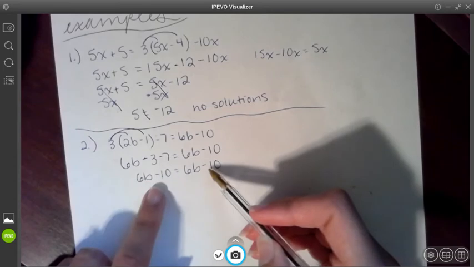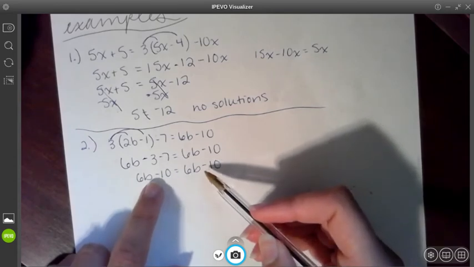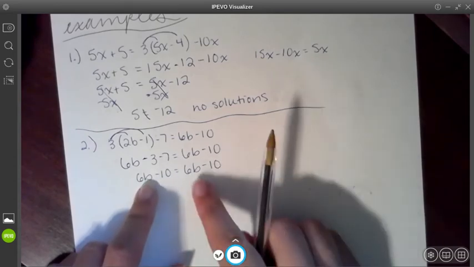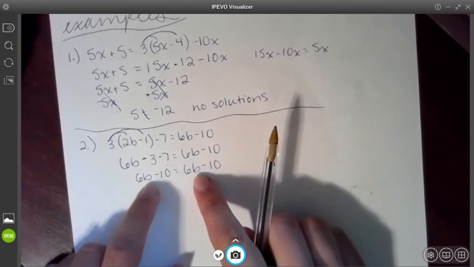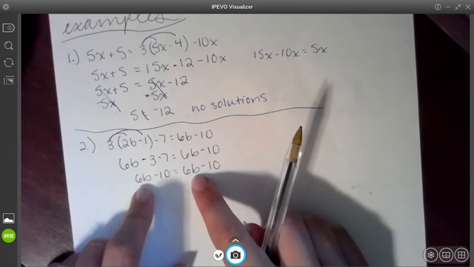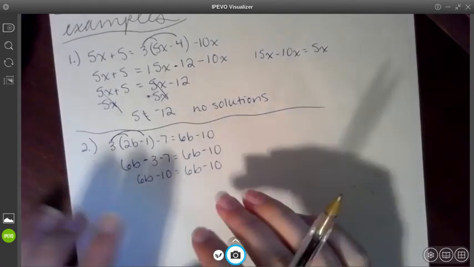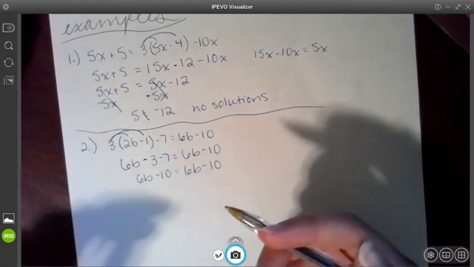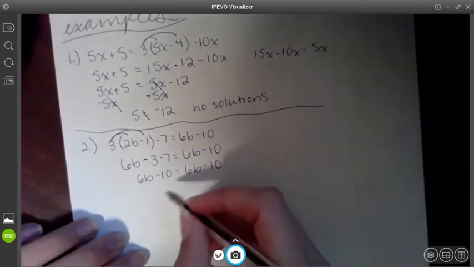All right, you might be looking at this going, we got the exact same thing on both sides. Okay, so you could stop here and be like, I could put anything in for b. I could put 2 in for b, and I'd have 6 times 2 minus 10, which will be equal. So you might stop here and be like, okay, I'm done. Any number will work. If you're not seeing that, let's keep going, okay?